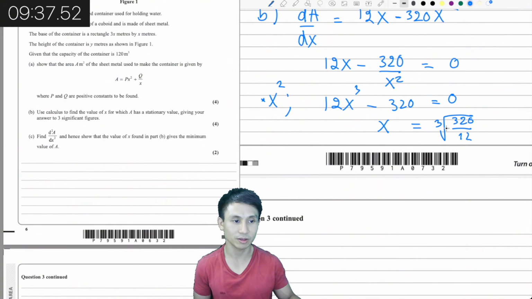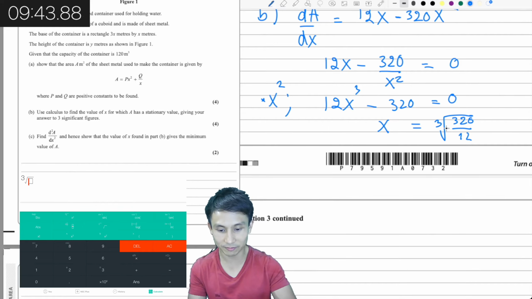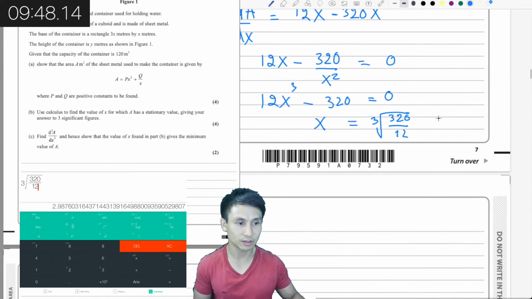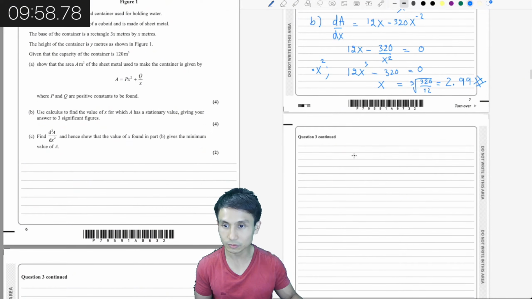So giving your answer to 3 significant figures, that implies that we should use the calculator here. So 320 divided by 12, cube rooted, gives me 2.99, which is 3 significant figures.